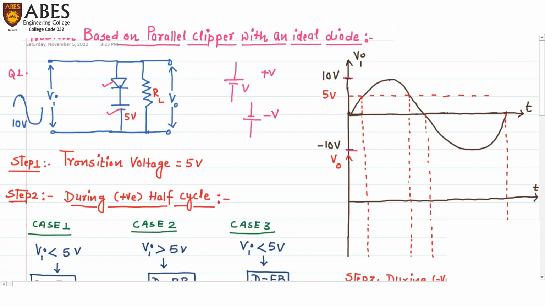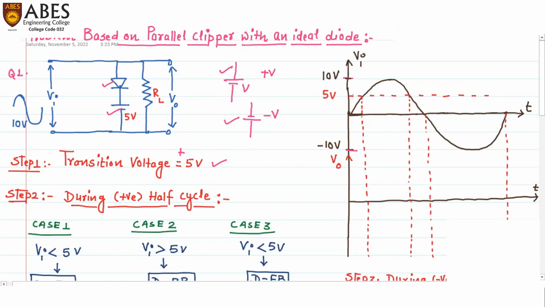So in any numerical of a parallel clipper, the battery will be connected either this way or this way. Because the positive terminal of the battery comes first, we will take this 5 volts as positive 5 volts. So this is how we can calculate the transition voltage. Now we need to draw this transition voltage in the input waveform.